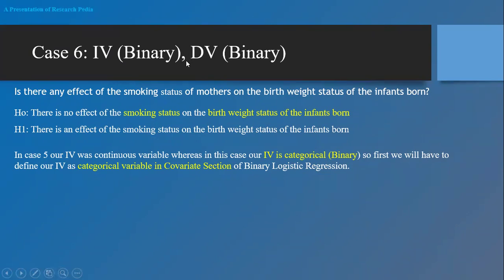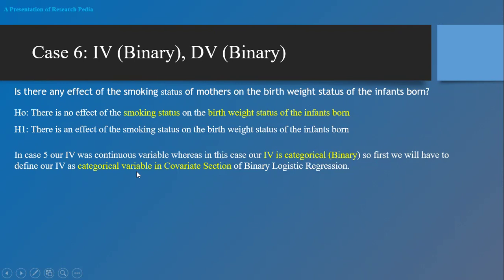In the previous case, age was a continuous variable while the dependent variable was binary. But in this case, your independent variable is binary and your dependent variable is also binary. So is there any effect of the smoking status of the mother on the birth weight status of infants? Either there is no effect of smoking status on the birth weight status of infants, or there is an effect. In case 5, our independent variable was continuous, whereas in this case our independent variable is categorical, binary.